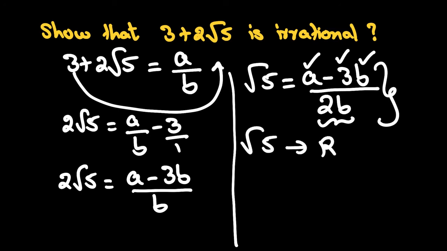But we know that root 5 is not rational. It is irrational. So it contradicts our assumption that 3 plus 2 root 5 is rational. Therefore, 3 plus 2 root 5 is irrational. Hence, we have proved the question.